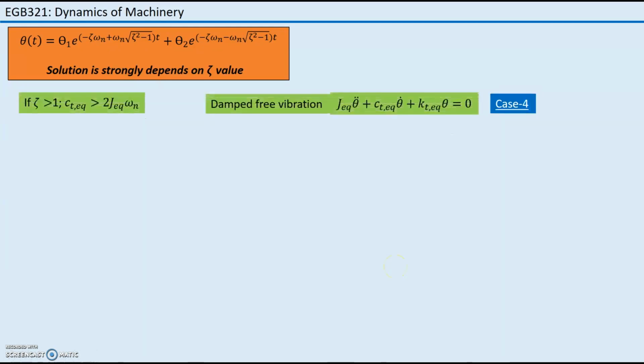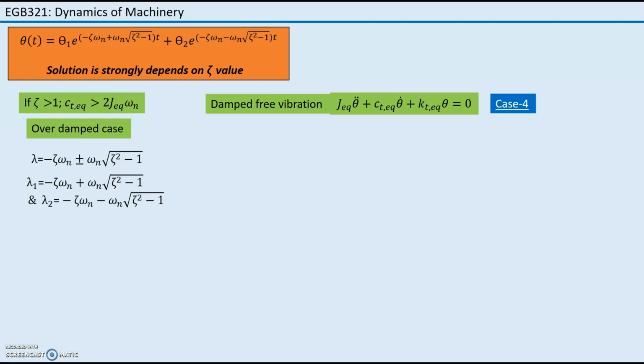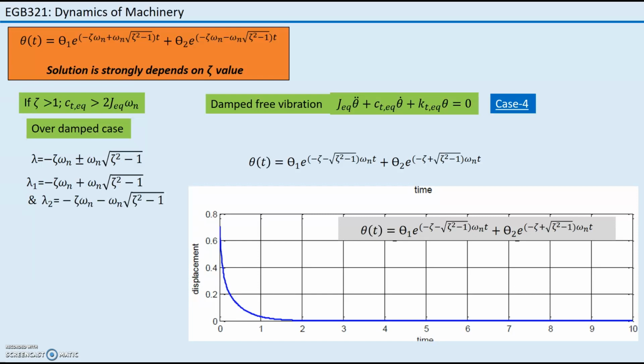For the fourth case, zeta is more than 1, so the torsional equivalent C will be more than 2 J equivalent omega n, and this case is called the overdamped case. In this case, lambda will have two negative real values, so the solution will look like this, and the amplitude of the curve will decrease quickly, and like the critically damped case, there will be no oscillation and periodic motion.